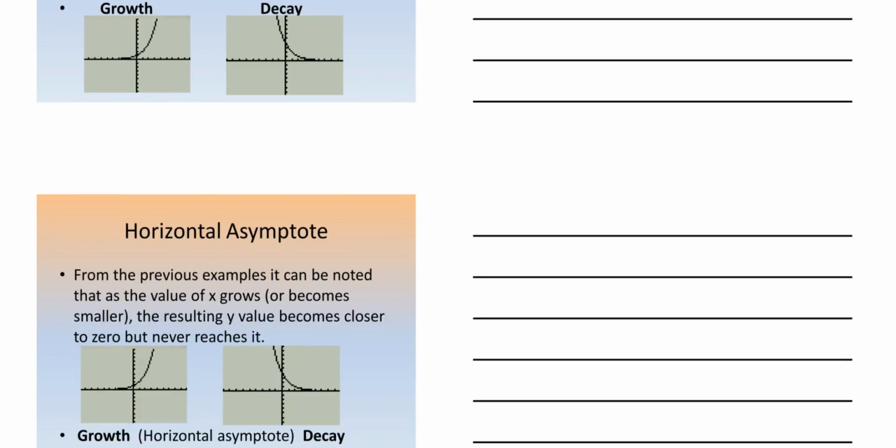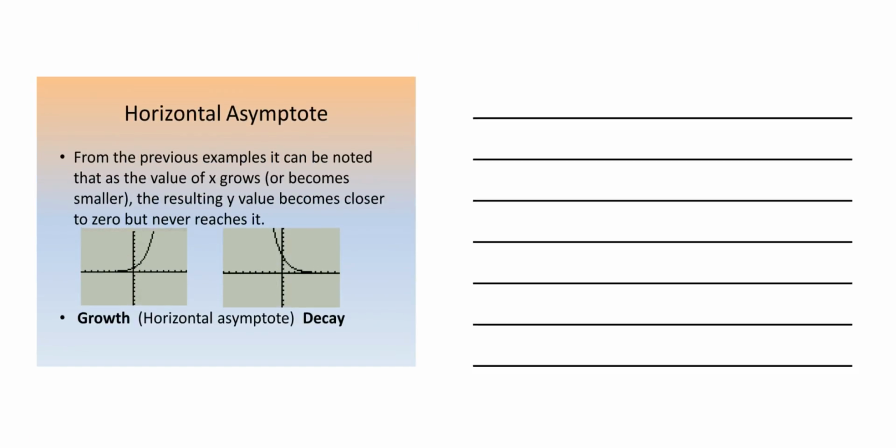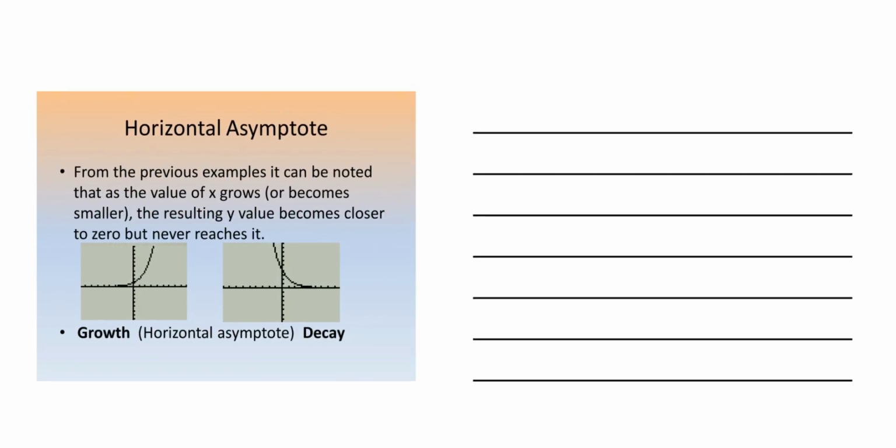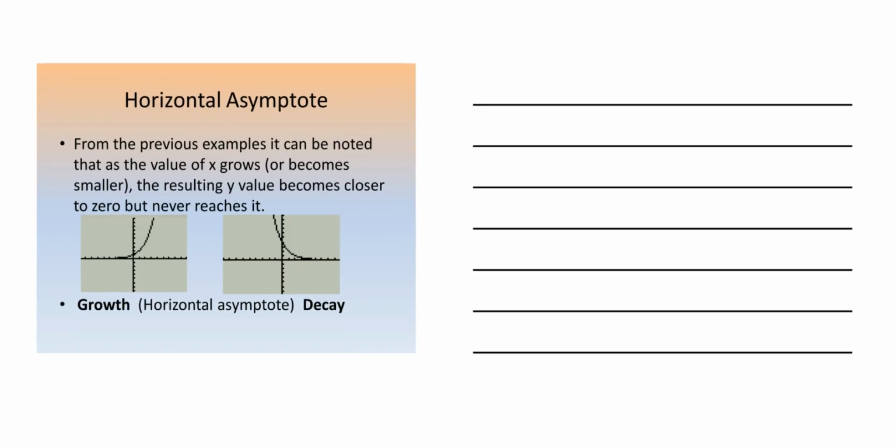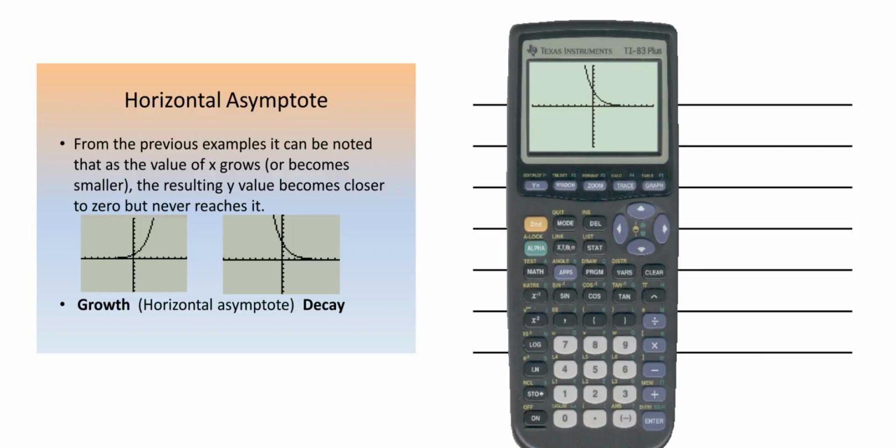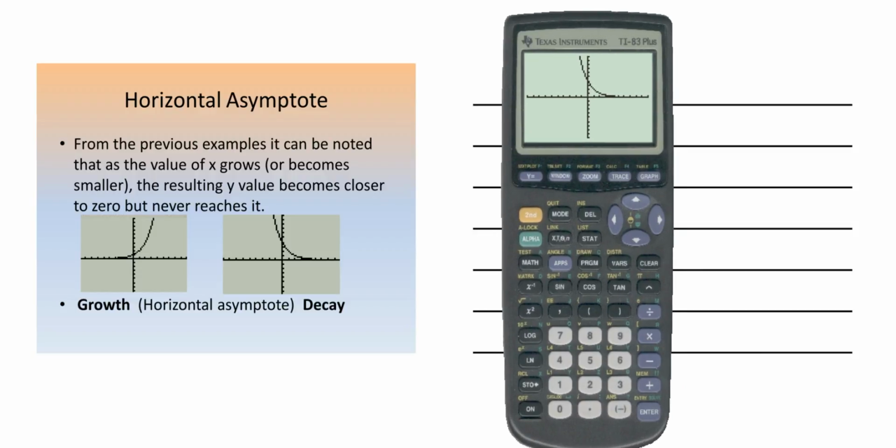We also have what we call horizontal asymptotes. From previous examples, it can be noted that as the value of x grows or becomes smaller, the resulting y value becomes closer to 0 but never reaches it. So we have on the left side exponential growth, and on the right side exponential decay, with a horizontal asymptote on your x-axis.